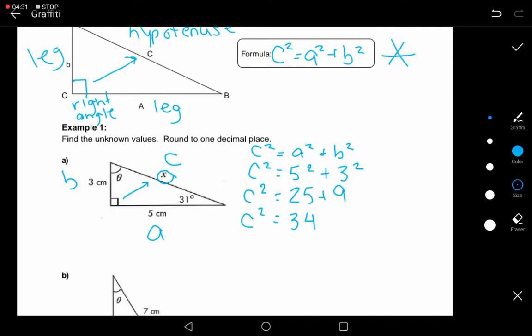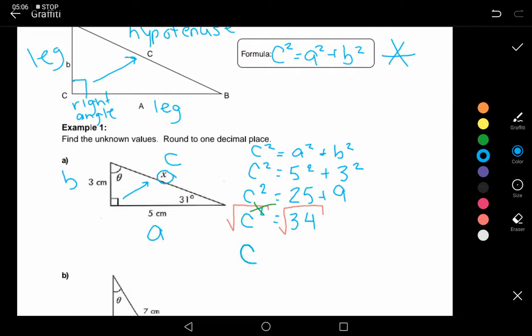Okay, and this is the part that you might forget. So I now know that c squared equals 34, but it's asking me to find the side length. So the side length is just c. So in order to get rid of that squared, what I need to do is take the square root. Okay, what I do to one side, I have to do to the other. So the reason I'm taking the square root of the left side is because those are simply going to cancel out. Okay, so now I no longer have that squared there.